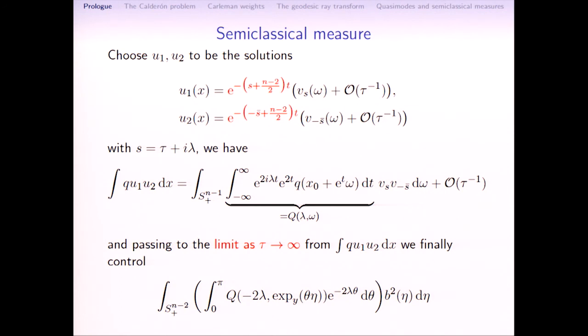So as I said, the real part here will cancel out. Remains some oscillation due to the imaginary part of my complex parameter S. There are some functions coming from the change of variables. And if you look at what you get, with respect to the log radial variable, you get the Fourier transform basically of this function q. And then you have the product of those Quasimodes and something small here. So now if I pass to the limit when tau goes to infinity, I get just the first term here. So this exponential, this Fourier transform with respect to the t variable.